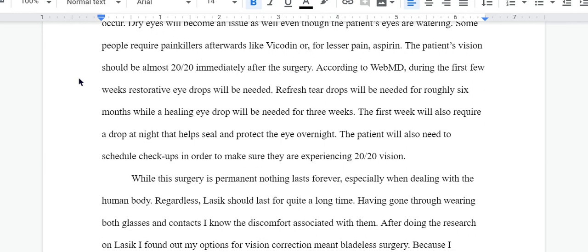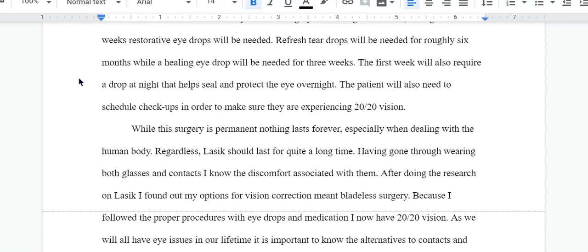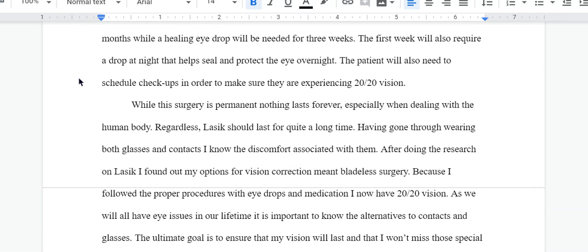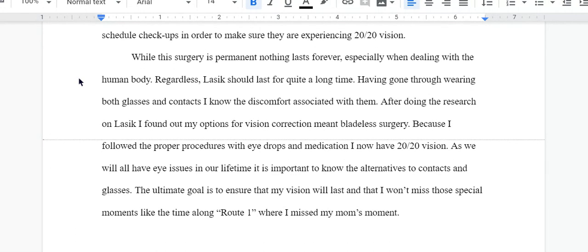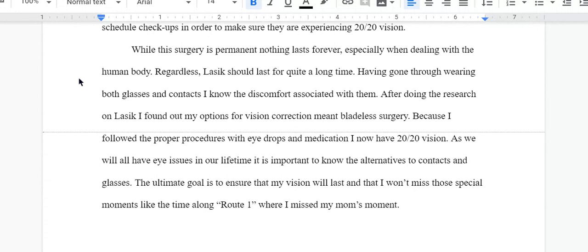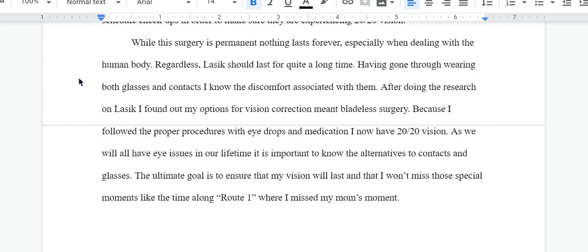According to WebMD, during the first few weeks, restorative eye drops will be needed. Refreshed teardrops will be needed for roughly 6 months, while a healing eye drop will be needed for 3 weeks. The first week will also require a drop at night that helps seal and protect the eye overnight. The patient will also need to schedule checkups in order to make sure they are experiencing 20/20 vision. While the surgery is permanent, nothing lasts forever, especially when dealing with the human body. Regardless, LASIK should last for quite a long time.